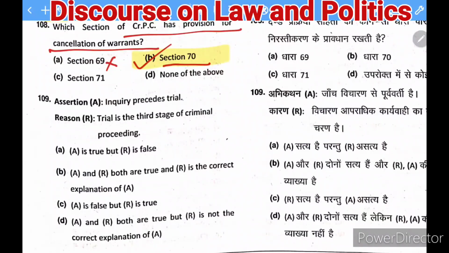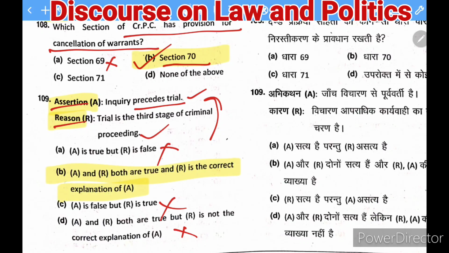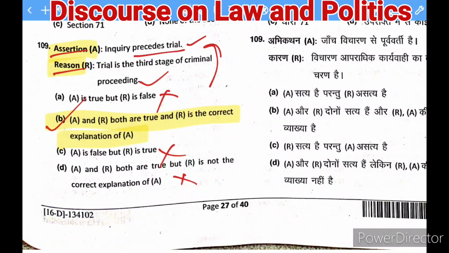Okay, next question is based on assertion and reason. So let's see the assertion and the reason here. Inquiry precedes trial, yes, it is correct. Trial is the third stage of the criminal proceeding, yes, this is also correct. A is true but R is false, it is not correct. A is false but R is true, it is also not. Both are true but R is not the correct explanation, no, it is also not, because inquiry precedes the trial. So firstly the inquiry will come and then the trial will come. There is some relation between these two, and therefore option B which is given here is correct, because after the inquiry the trial will start.